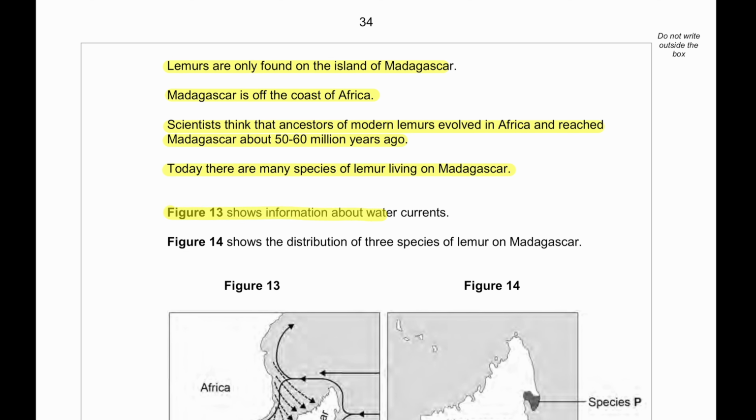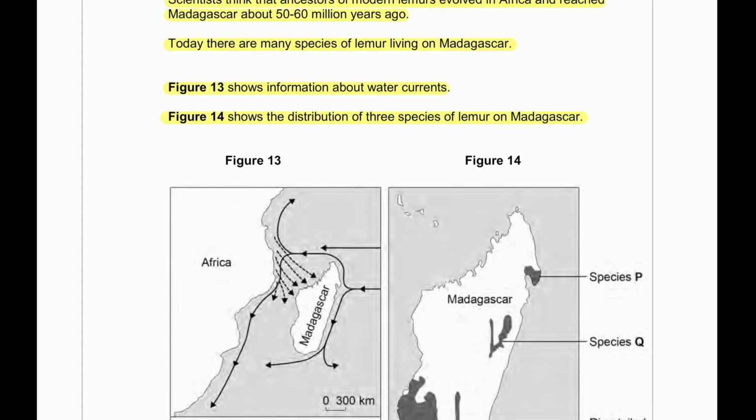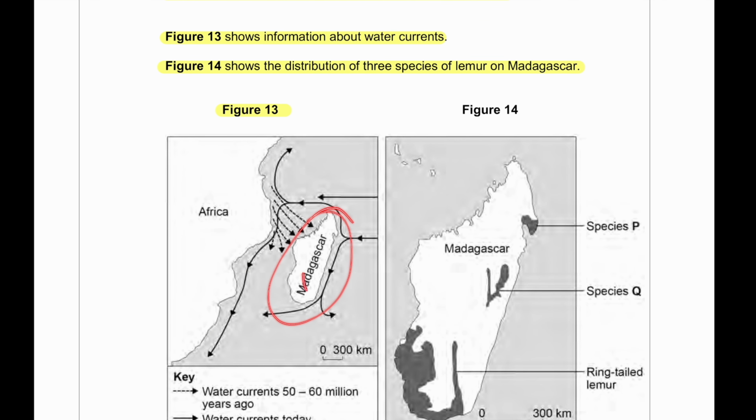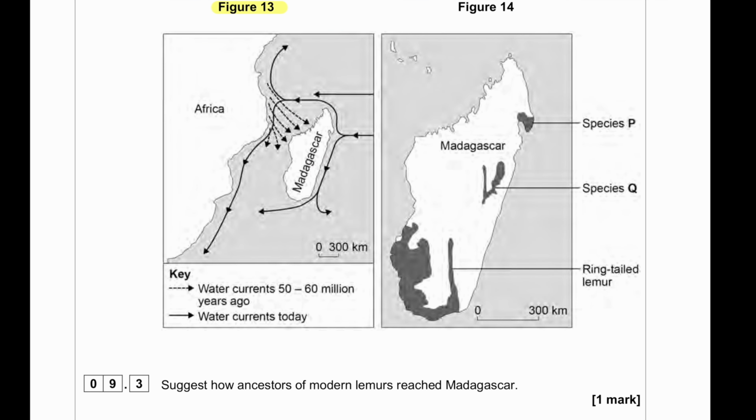Figure 13 shows information about water currents. Figure 14 shows the distribution of 3 species of lemur on Madagascar. So we can see in figure 14, the lemurs are distributed in different regions and they are isolated. Madagascar is an island which is located off the coast of Africa. Now in Madagascar, there is species P and species Q. And then there is a ring-tailed lemur.